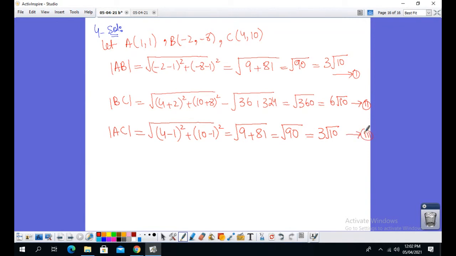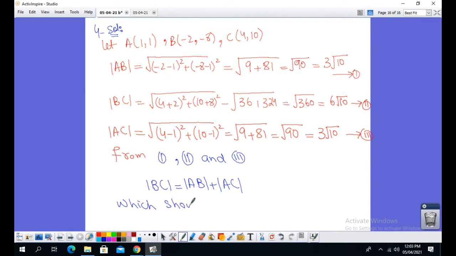From equations 1, 2 and 3, we see that the BC distance is equal to the sum of the other two distances, that is AB plus AC, which shows that these points are collinear, meaning all these points lie on a straight line.